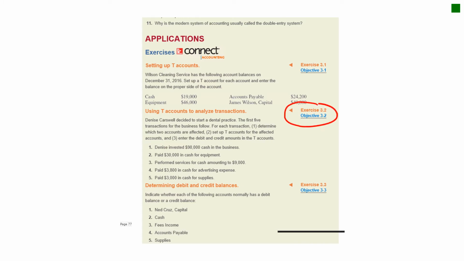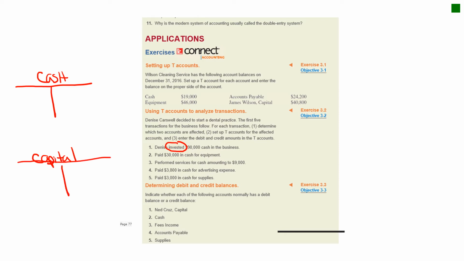Now, exercise 3.2, we're going to set up some T accounts to see if we can figure out how to do some analysis in terms of debits and credits. So we've got 5 of them. On the first one, we've got Denise invested $90,000 cash in the business. So obviously I'm going to write out cash because cash is one of the accounts that's going to be affected. And when you see this word invested, that's an investment. We're always going to use the word capital. The account capital in this textbook is the account we're going to be using for that.